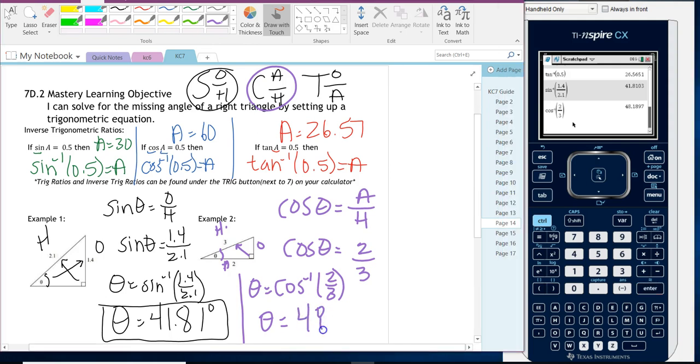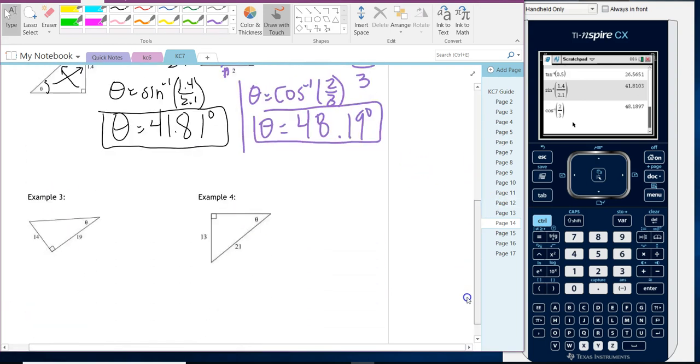So 48.19 degrees. Again, when you're working on these problems, please just pay attention to the directions. It'll tell you, to the nearest degree, so whole number, 1 decimal, the tenth, the hundredth place, so just pay attention to whatever it's telling you to round to. All right, scrolling on down to our last 2 examples here.